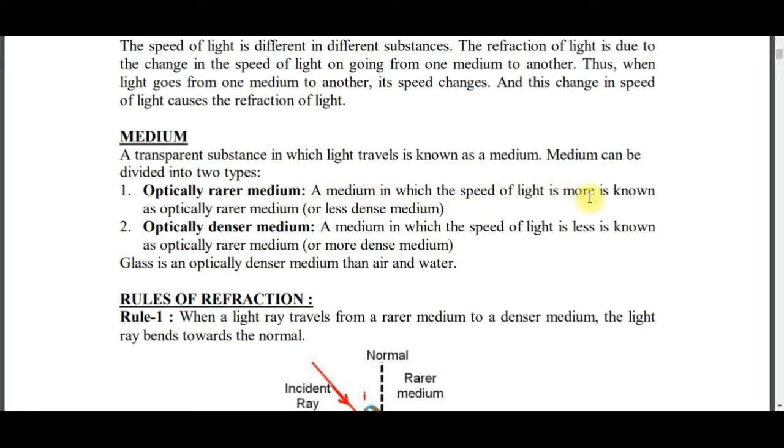The best example is vacuum. Next is the optically denser medium. The best example is water or glass, in which the speed of light is less. Glass is an optically denser medium than air and water. Water is optically denser than air, and glass is optically denser than water.